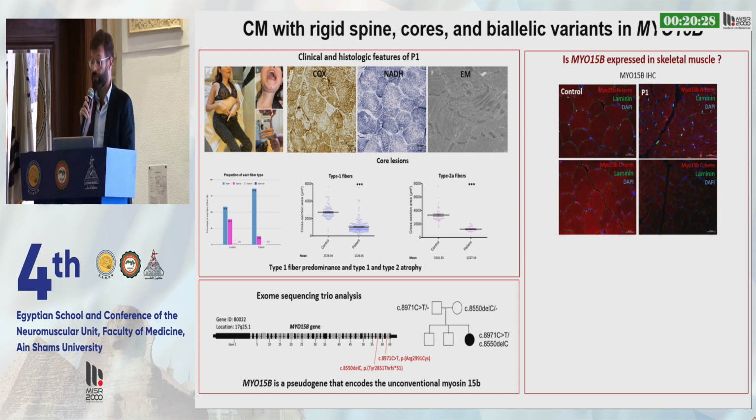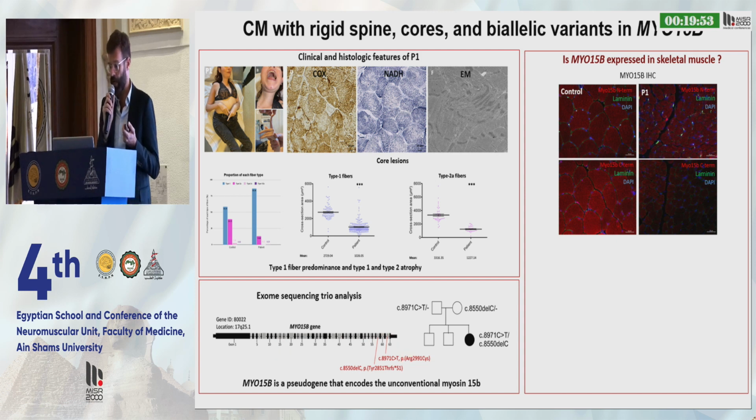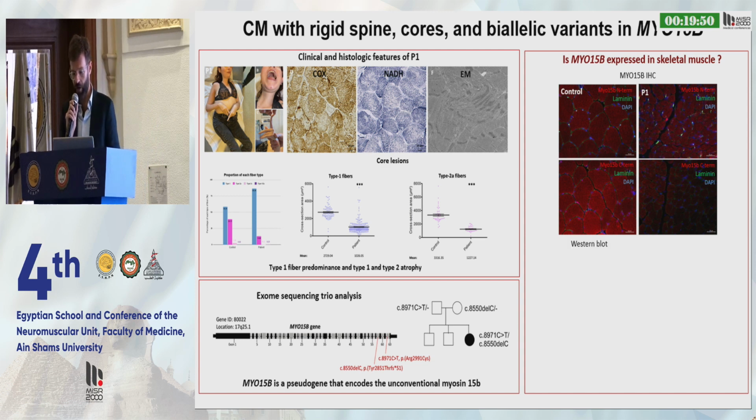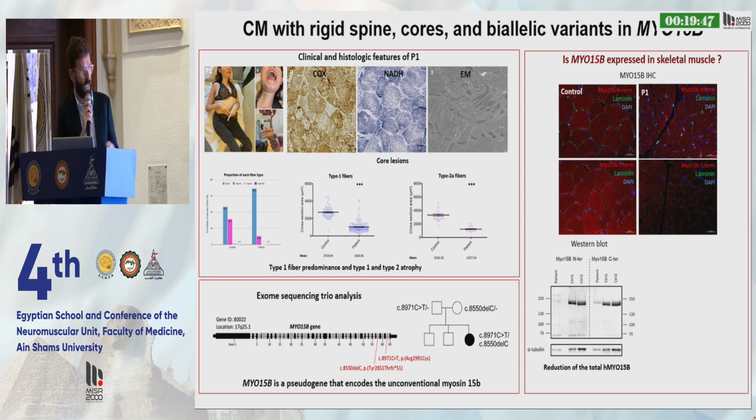So we decided to see if this myosin 15B protein, the myosin 15B gene, which is a pseudogene, has an expression in the skeletal muscle. We built an antibody that cost us a lot of money, and we did immunohistochemistry and staining with two kinds of antibodies, the C-terminal part of the protein and the N-terminal part. What we found is that in the C-terminal part, where the mutations are located, we don't have a similar expression, so possibly there is an alteration going on in this myosin 15B in the patient.